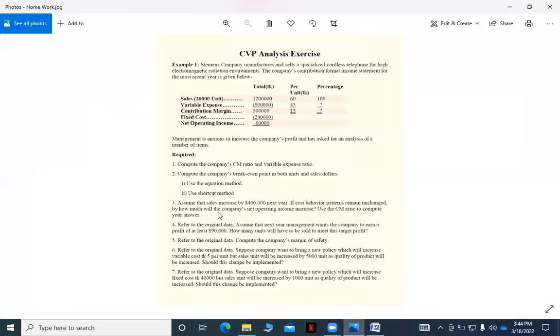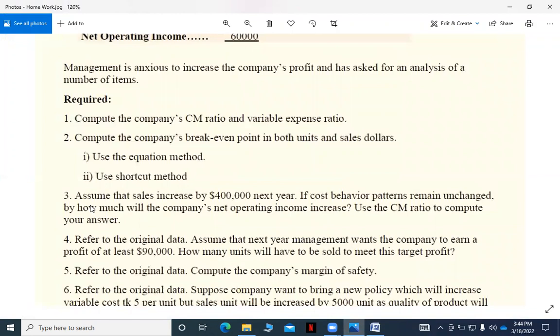Now go to requirement number 3, the next requirement. Assuming that sales increase by 4 lakh taka next year. If cost behavior pattern remains unchanged, by how much will the company's net operating income increase? Use the CM ratio to compute your answer. So here you see we have, assuming that sales increase by 4 lakh next year.